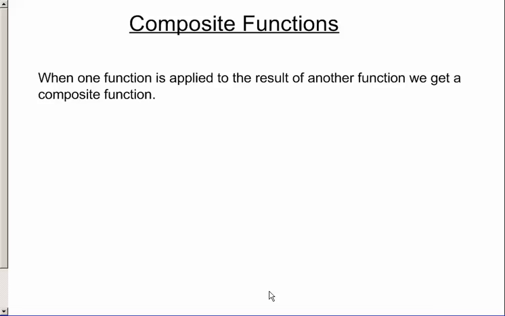In this video, we're going to look at what are called composite functions. This is when one function is applied to the result of another function. So for example, if we take the number 2 and we put it into the function f, then our result would be f of 2.